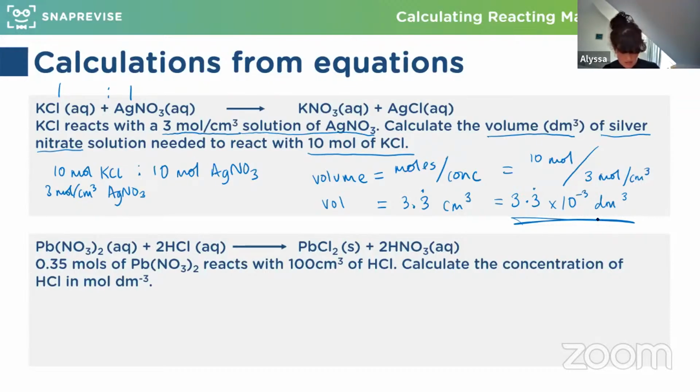So our next one says we've got lead nitrate and HCl reacting together to form lead chloride and 2 lots of nitric acid. Here we've been told that 0.35 moles of lead nitrate reacts with 100 centimeters cubed of HCl. We have to calculate the concentration of HCl in moles per decimeter cubed. Okay. First things first, what can we do? What can we calculate? We know we've got 0.35 moles of lead nitrate. So how do we work out the ratio with HCl?